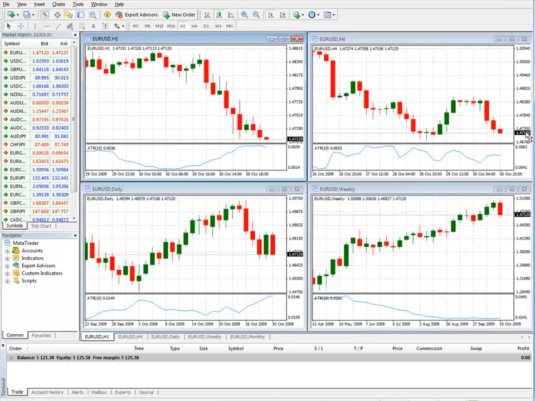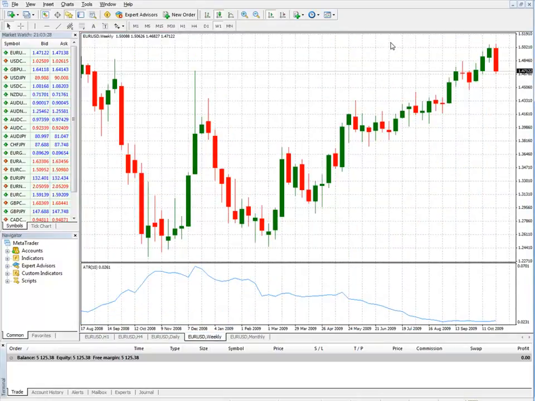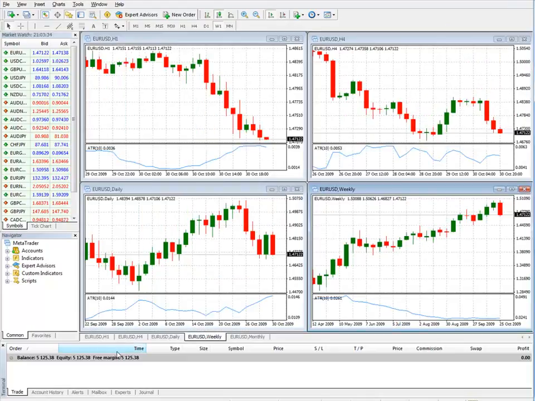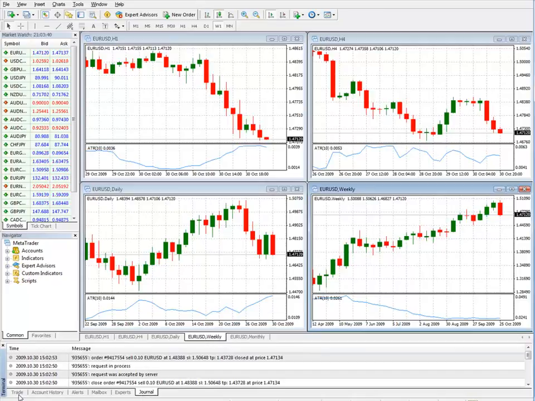Let's go back over here. And this is something that you always check. There's no profit target line. There is no stop loss line. So there are no pending orders. That is a good thing. That's exactly what we want.